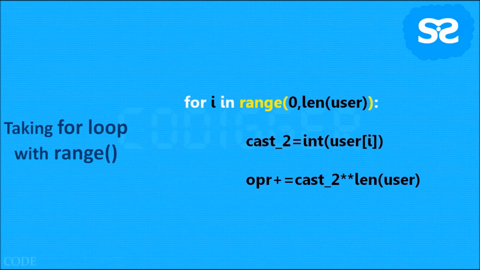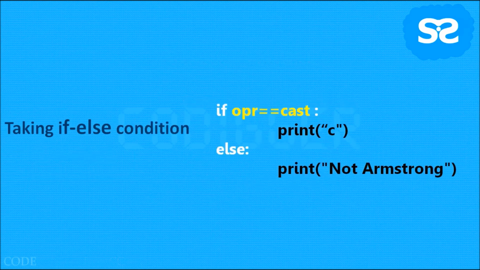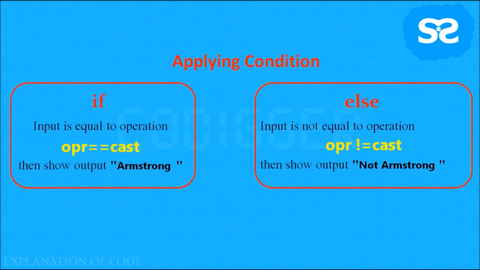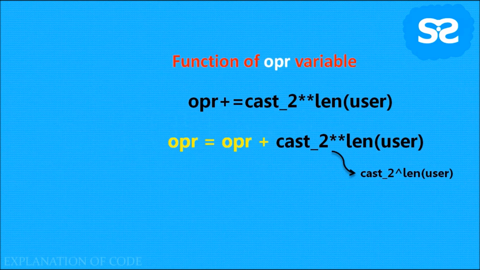Now taking a for loop with the range function, it starts from 0 to the length of the input, and increases till it reads every digit, then does the power operation. Now taking an if-else condition, which is very simple. If input is equal to operation, that is OPR is equal to cast, then show output Armstrong, else not. Move ahead, so OPR function is power, double asterisk in Python is used for power operation.